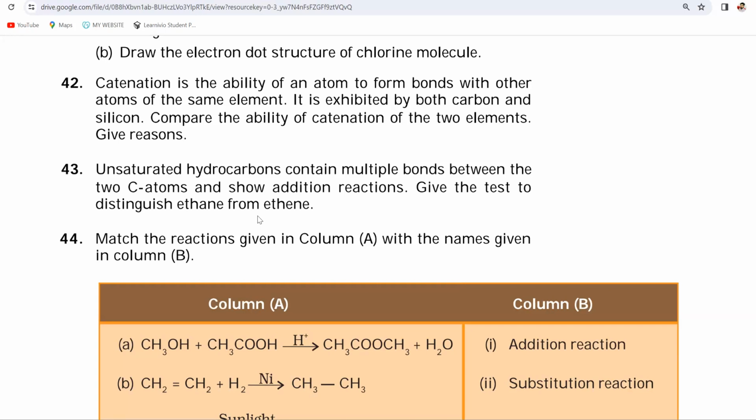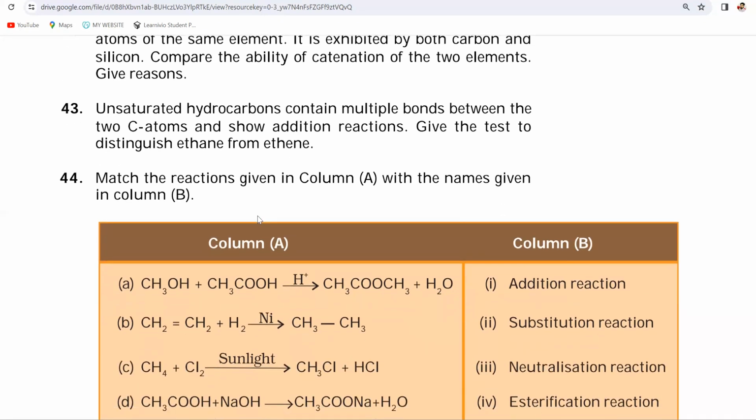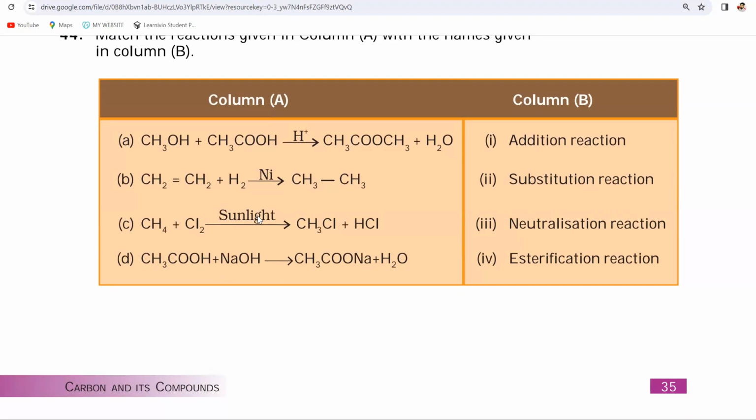Is it with the use of alkaline KMnO4? Yes, also if you burn it in open air. Ethane will burn with a blue flame, while ethene will burn with a sooty flame. The other test is when you add it to alkaline KMnO4, then the unsaturated hydrocarbon will change the color. Okay.